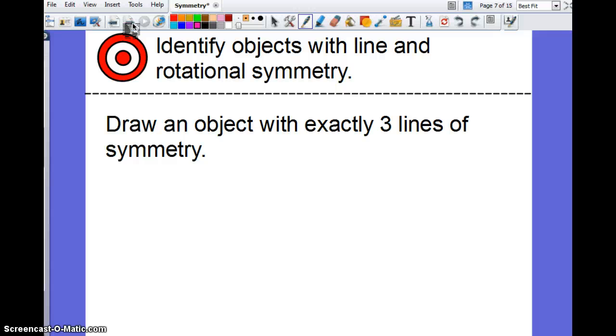Try it with exactly 3 lines of symmetry. No more, no less. All right, so what did you come up with?